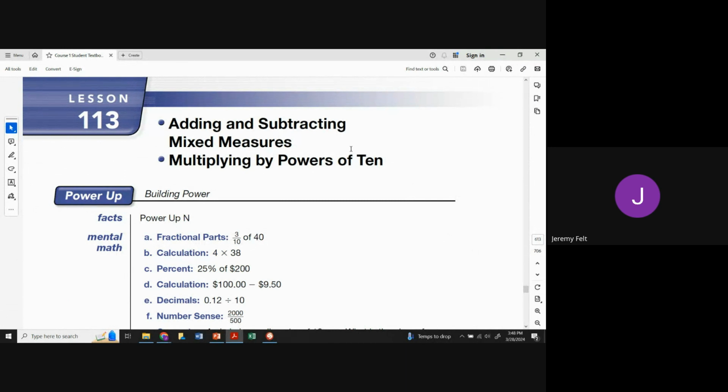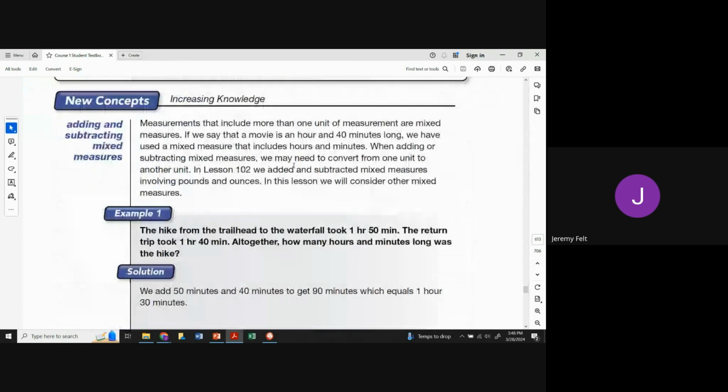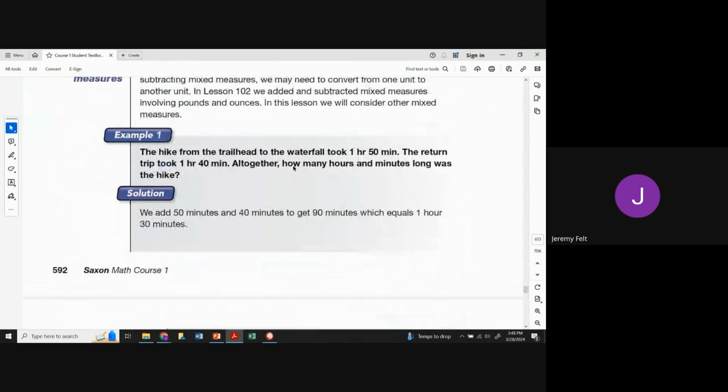Right, lesson 113, we're adding and subtracting mixed measures and multiplying by powers of 10. So mixed measures, the hike from the trailhead to the waterfall took an hour and 50 minutes, and an hour and 40 to return. How many hours did it take altogether?